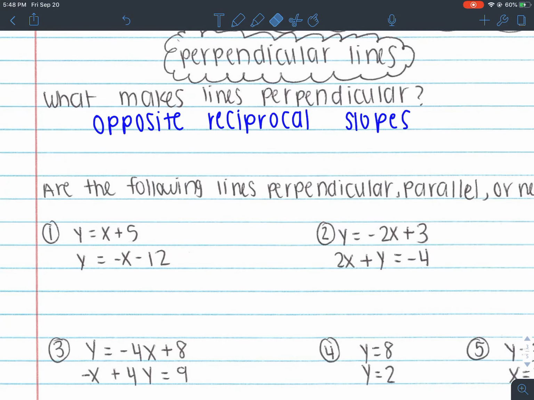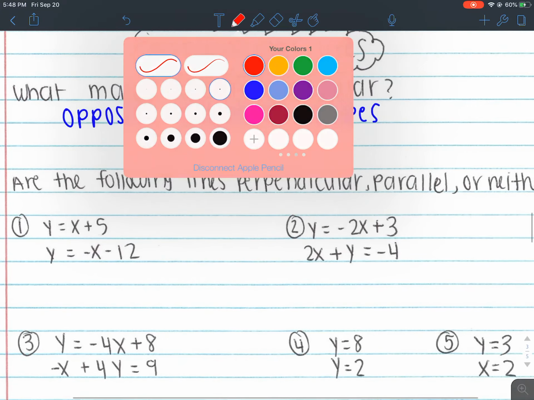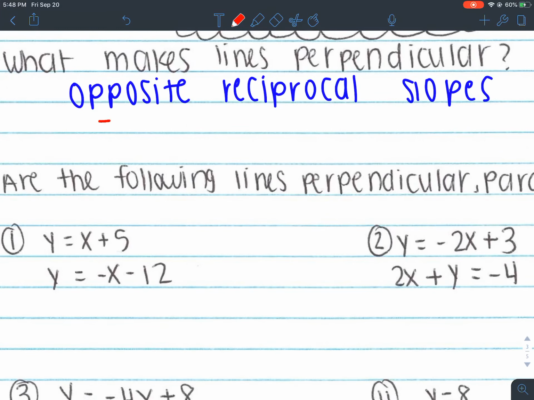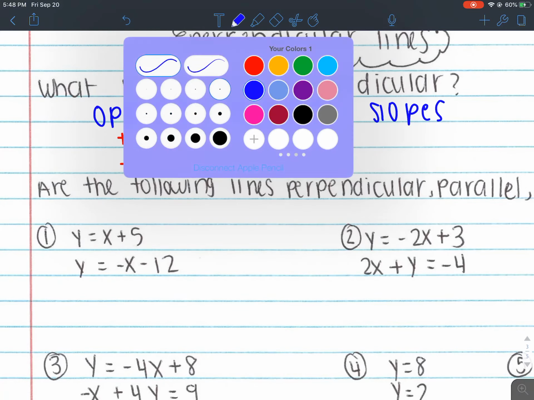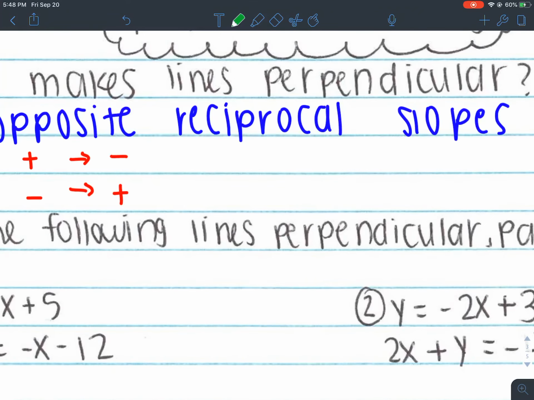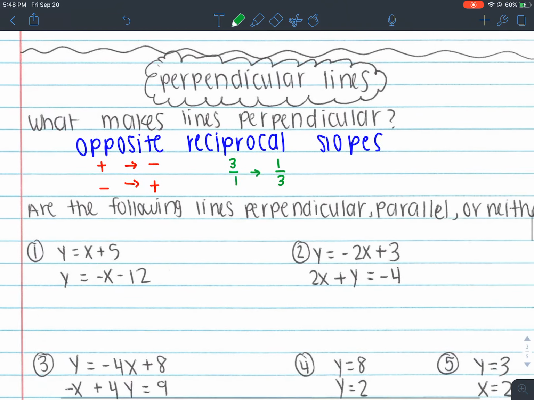Okay, let's talk about what opposite reciprocal means. So opposite means opposite sign. So if it was positive, it's going to be a negative. And if it was negative, it's going to be a positive. So it's opposite. And then reciprocal means you flip it. So if the original slope was 3 over 1, it is now 1 over 3. So opposite signs and reciprocal means flip.